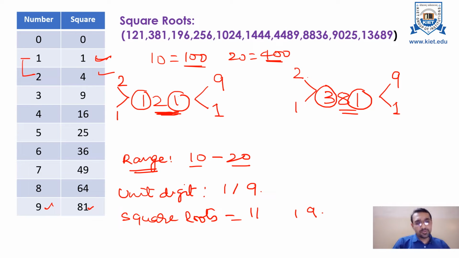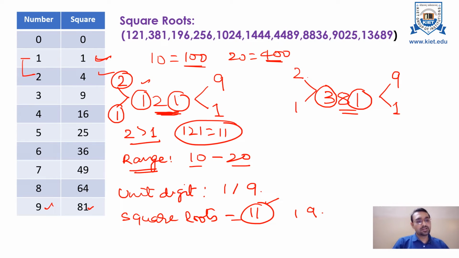Okay. Next you have to multiply these two numbers, 2 and 1. If the product of this number is greater than 1, then you have to select 11. So 2 into 1 is 2 and this is greater than 1. So your answer will be 11. So square root of 121 will be 11. Okay. Similarly 2 into 1 is 2. If the product is smaller than this number, then you have to select the greater number. So 2 into 1 is 2 and this number is smaller than 3. So your answer would be 19. So square root of 381 will be 19.